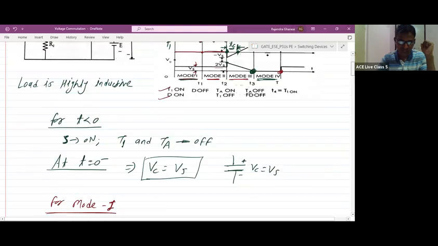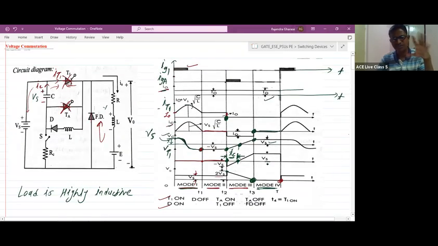So this is about the class B, voltage commutation. Next, let us discuss one numerical, and after that we'll stop.